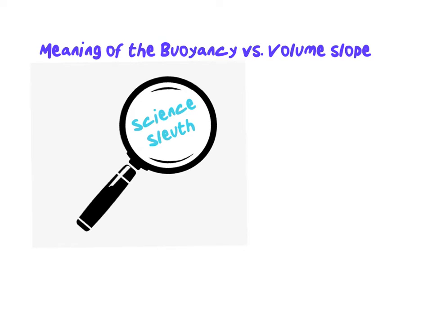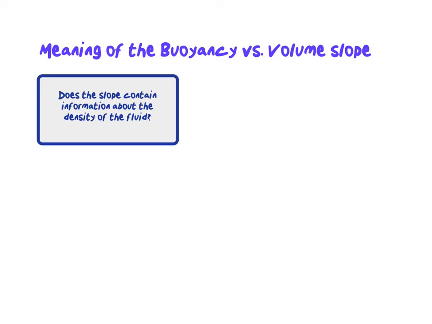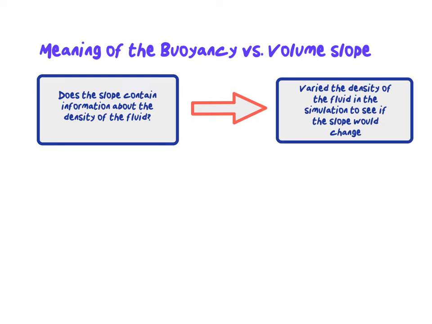Now, to investigate my theory of whether the slope of that previous graph contained the density of the fluid that I'd placed the object in, I had to change the density of the fluid to see what effect it would have on the value of the slope. So I changed the density of the fluid to honey, mostly because I thought it was kind of amusing that they had that as an option.